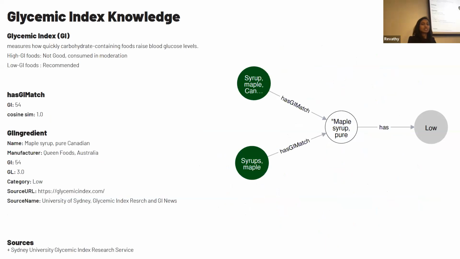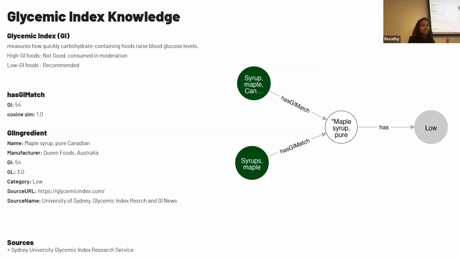The next and most important one is the glycemic index knowledge graph. Glycemic index measures how quickly carbohydrate-containing foods raise blood glucose levels, which means that high glycemic index foods should be had in moderation or with caution. And low glycemic index foods are good because they slowly elevate your glucose levels.